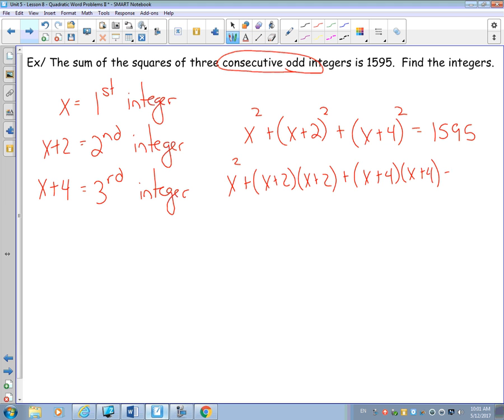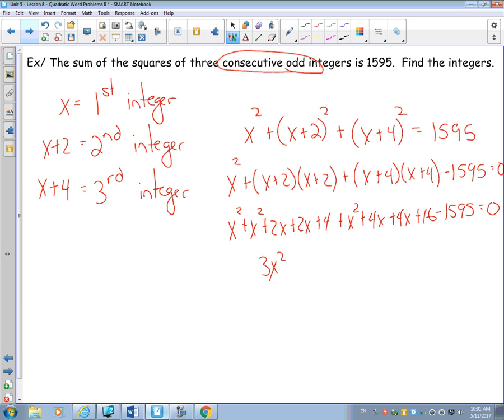I want to make it equal to 0, so I'm going to bring the 1595 to the left. Okay, let's do the FOIL. So x squared, 2x, 2x, and 4. x squared, 4x, 4x, and 16, minus the 1595 still, equals 0. If we collect them up this time, we get 3x squared, 12x's, and minus 1575.